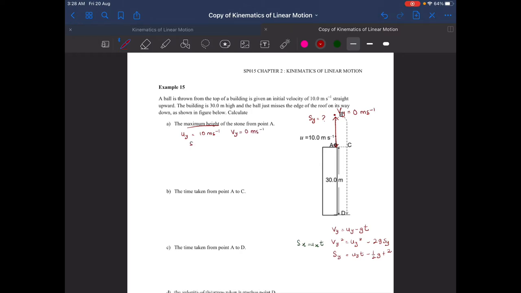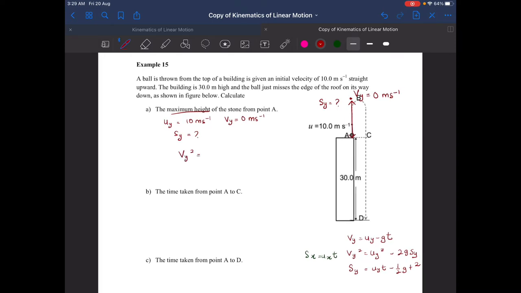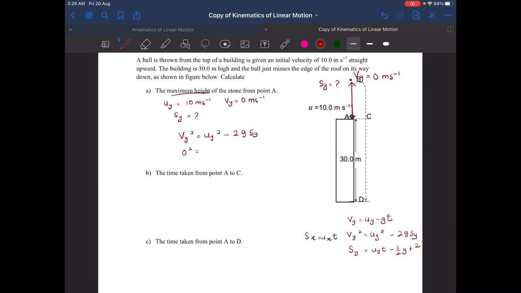And then we want our SY. We don't have time, so I think we can use this formula. Let's substitute. VY squared equals UY squared minus 2GSY. So this is the same, you move it across, it becomes 10 squared equals 2 times g times SY. Then you press the calculator, and you get your answer, SY, the maximum height, is 5.10 meter.